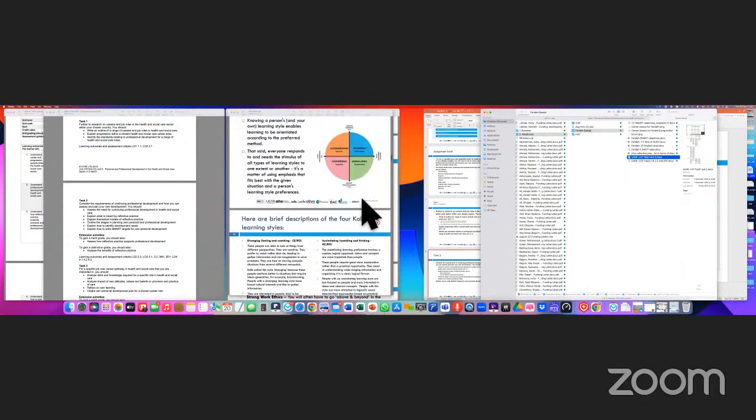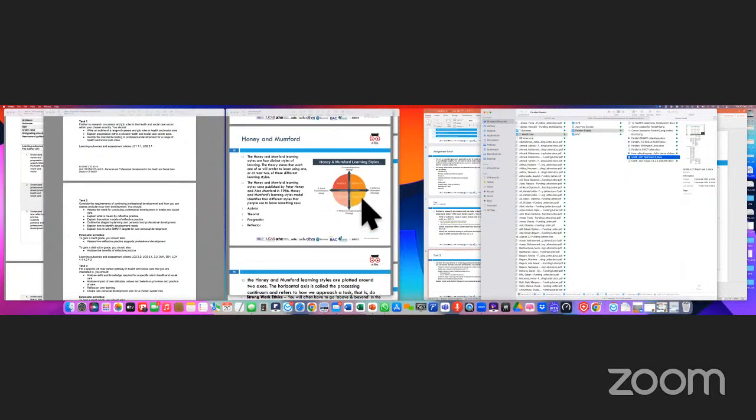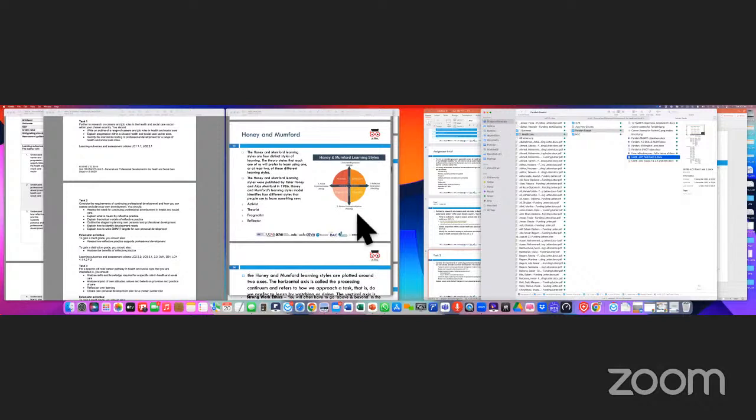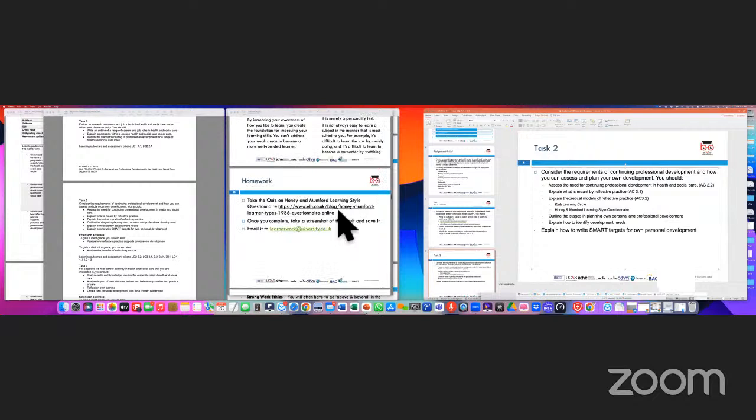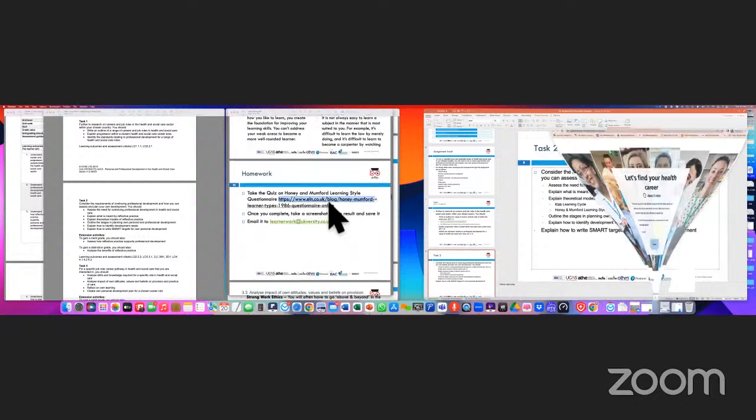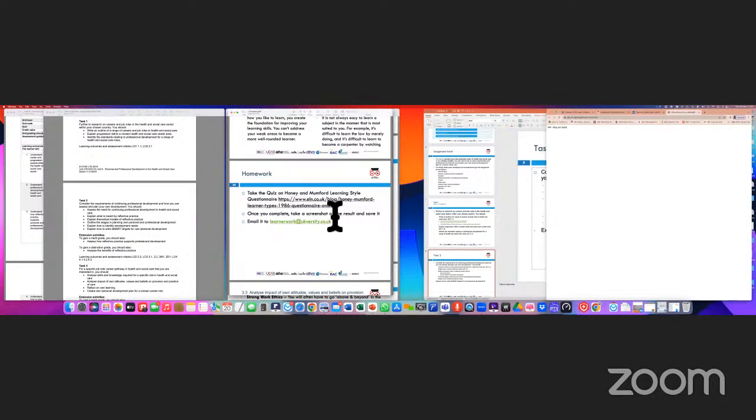That was essentially Honey and Mumford's learning style questionnaire that we did. And there was a test, or a survey, that I asked you to undertake, and that was from here. If you look at this particular link which I put in, it allows you to answer about 40 odd questions. Towards the end, when you answer these 40 odd questions, it gives you an outcome of what your learning style is.